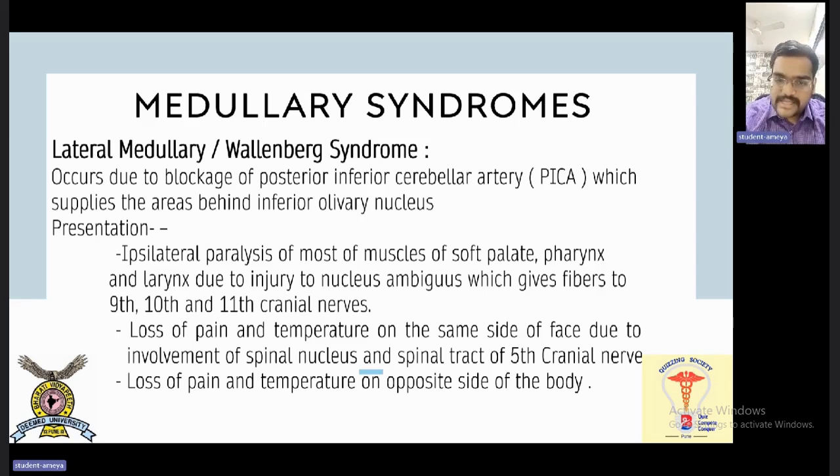Why the same side of the face? Because of the involvement of the same side spinal nucleus and spinal tract of the trigeminal, or the fifth cranial nerve. Although, please pay attention here, there is loss of pain and temperature on the opposite side of the body. The opposite side is also called the contralateral side. So on the face it is on the same side, and in the body it is on the opposite side. That is lateral medullary syndrome.